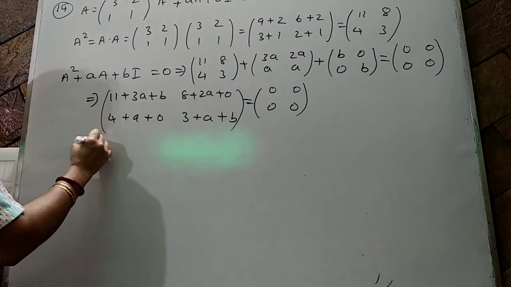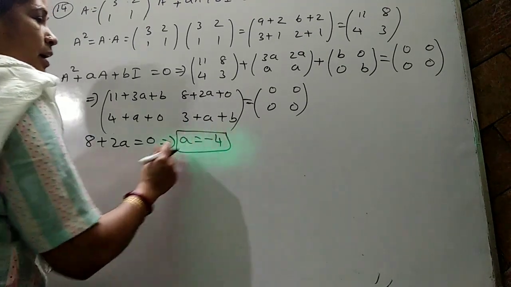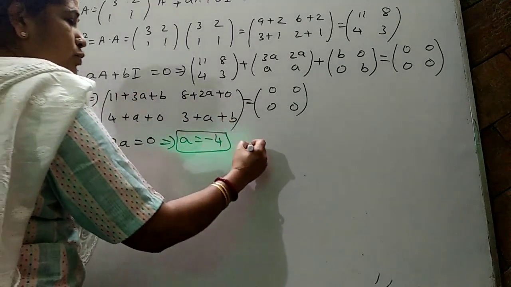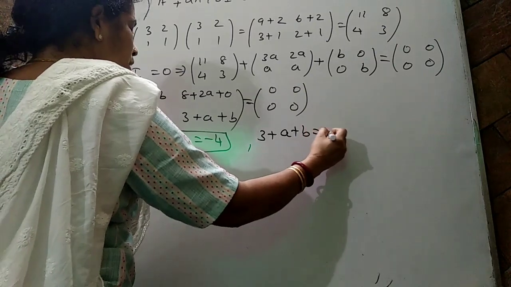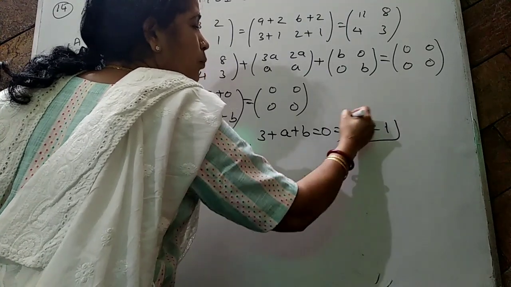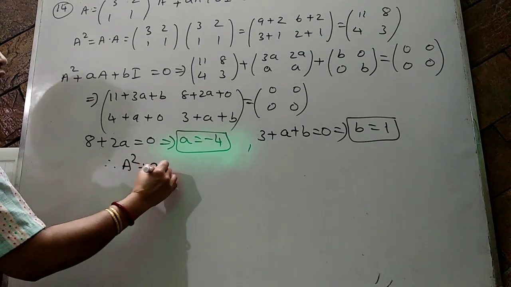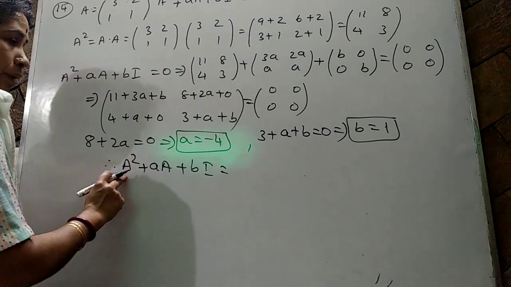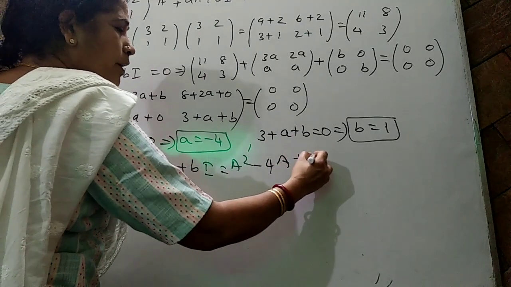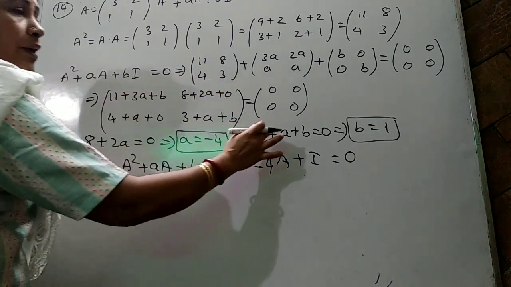If I equate this element, 8 plus 2A equals 0, this implies A equals minus 4. Okay, fine. Now if I equate this one, 3 plus A plus B equals 0, that is up to your choice, this one or this one. This implies A value is minus 4. If I keep minus 4, B value is 1. So therefore we are getting A square plus A into A plus B into I equals A square plus, A value is minus 4A, and then B value is 1, so 1 into I, that's equal to null matrix. Under this condition, we have found the values of A and B.